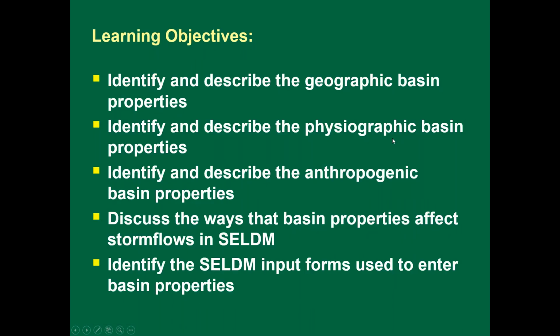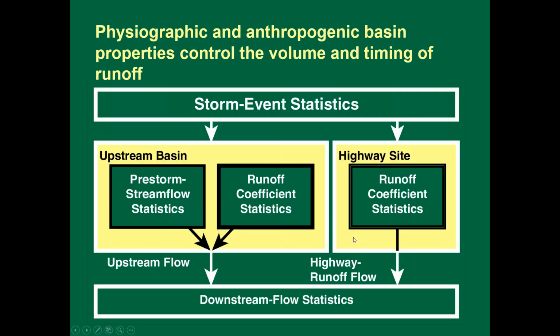All right, learning objectives. Again, we're just going to go through the different basin properties, and discuss how they affect your model results. And you've seen this slide a couple times, we have our storm event statistics. So our basin properties are for the upstream basin and the highway site. And basically, the area controls how much precipitation falls on the basin. The imperviousness controls the runoff coefficients, and the other hydraulic basin properties control the timing of runoff from each area.